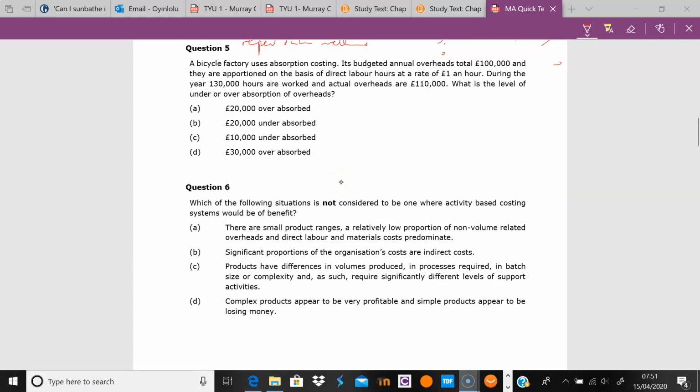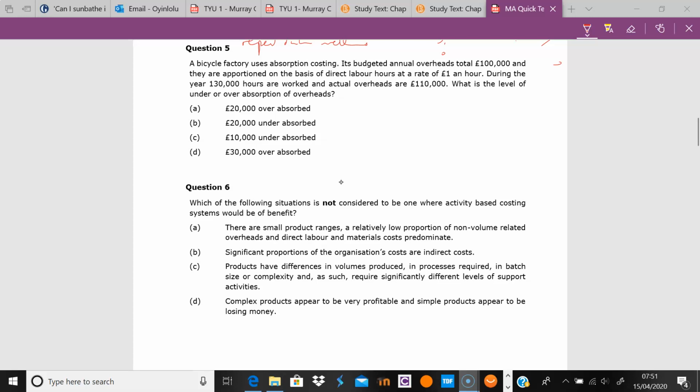Okay, question 5 and question 6. So here we have a bicycle factory that uses absorption costing, and remember that this is management accounting. The management accountant has to have a figure in his budget. That's what budgeting is all about, and he will put journals through from time to time to adjust. Ultimately, he's using absorption costing, which is a budgeted, projected figure for anything, material, labor. But here we're talking about overhead.